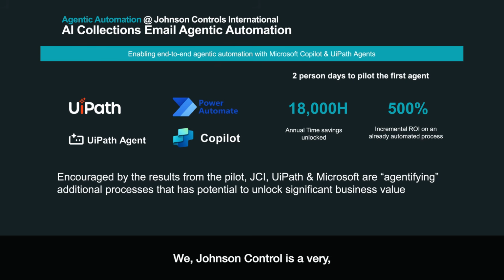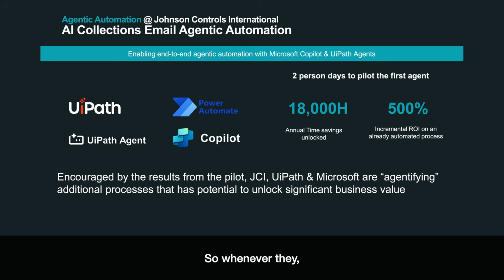Johnson Control is a very collaborative company. We worked together many years, and they also use Microsoft Power Automate, and we actually co-presented a presentation at the Microsoft Build to show their successful agentic automation deployment. Their use case was around account receivable inquiry agent solution.